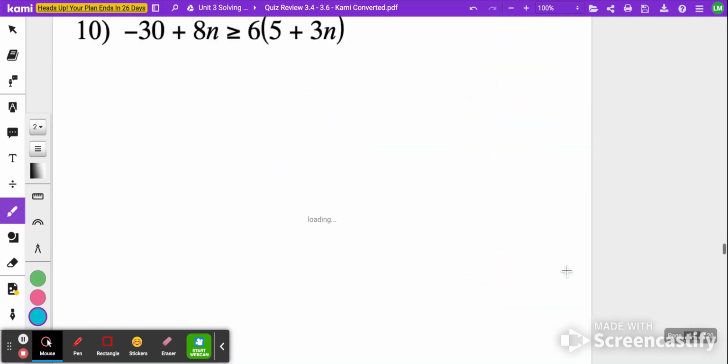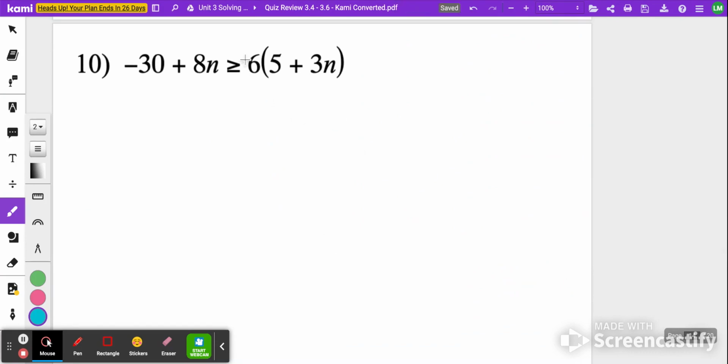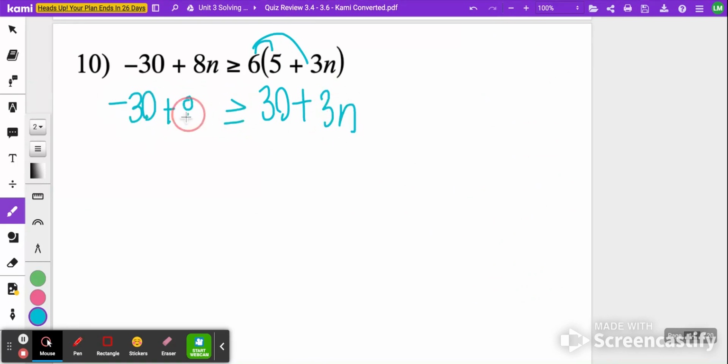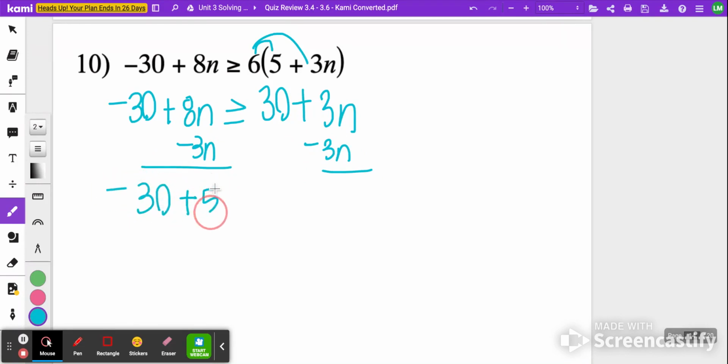Okay. Number 10, let's see what happens here. I'm going to distribute here first. That's 30 plus 3n is greater than or equal to negative 30 plus 8n. Let's go ahead and move my n's to one side. So I'm going to subtract 3n from both sides. I get negative 30 plus 5n is greater than or equal to positive 30.